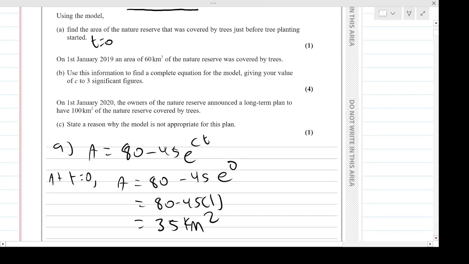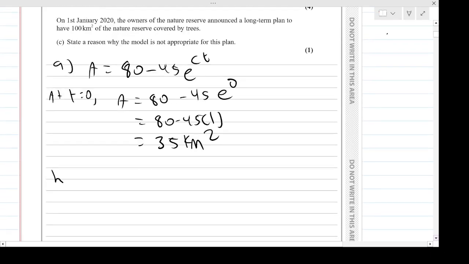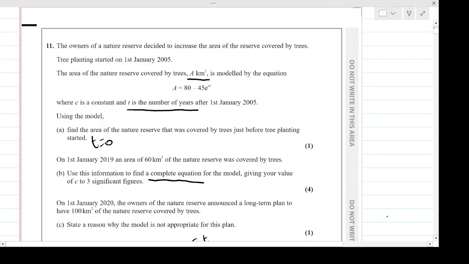Okay, then I'm told that on the 1st of January 2019, an area of 60 kilometers squared was covered by trees. It says use this information to find a complete equation for the model, giving the value of c to 3 significant figures. Complete equation basically means you need to find any missing values. So if I restate what A is, capital A is 80 take away 45 e to the ct. I need to find c here.